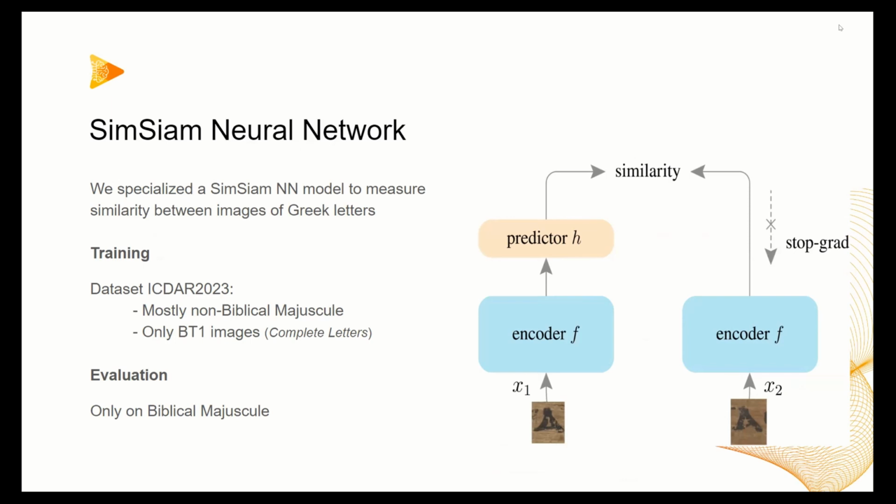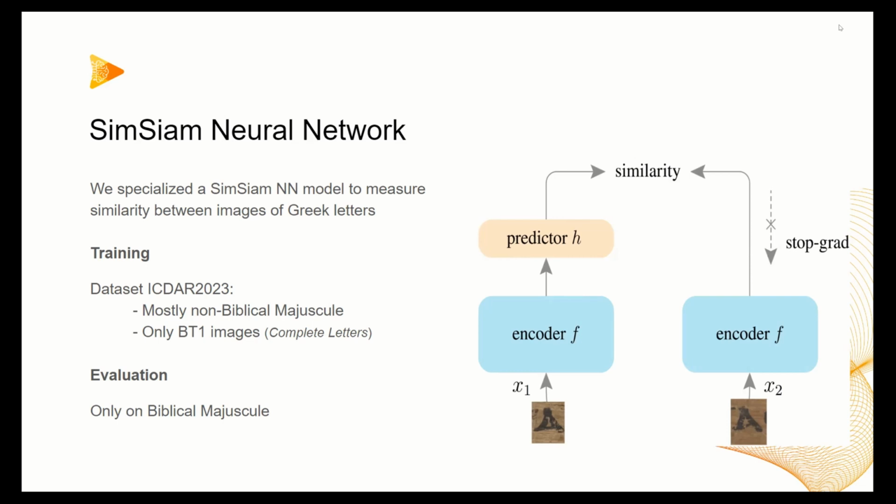To do that, we just take this architecture and it basically takes two images, works on these two images, and tries to compute the similarity by itself. And it provides us just a number that is between 0 and 1. 0 means the two images are totally different. 1 means the two images are exactly the same. We specialized this architecture to work with Greek letters by training the architecture only on images of letters.